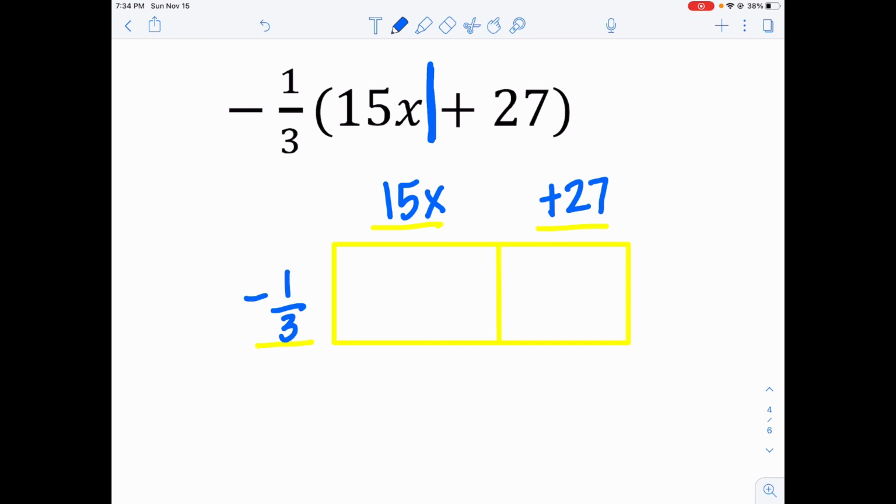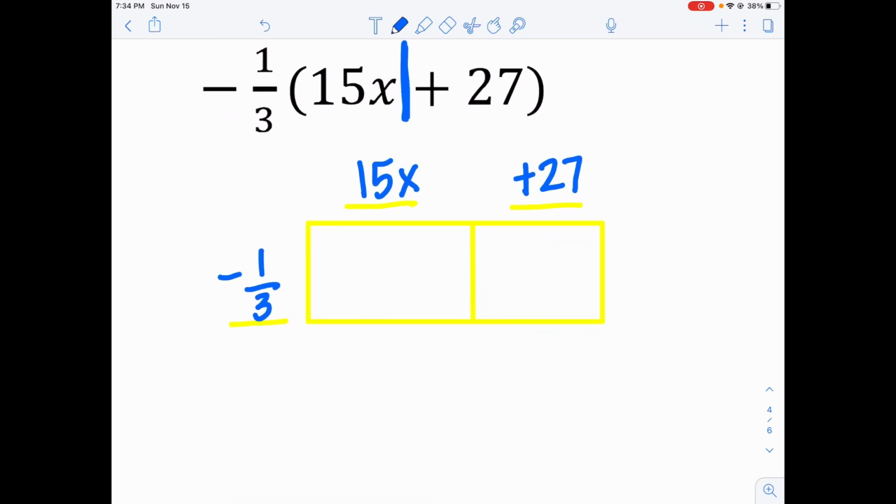Now we're going to need to multiply to get our products that go inside. This is a negative 1/3. To find out what goes inside the first box, I need to take the number times the number and then keep the variable. So a negative 1/3 times a positive 15x, punch it in your calculator, negative 1/3 times 15. Your calculator should give you a negative 5, and then we keep our variable. So it's a negative 5x.